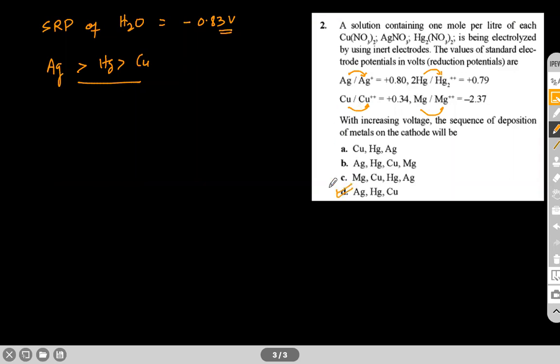Okay. Again, one correction, it should be given like this, Ag plus to Ag. Then it is reduction. It should be like this. But we are going with what is written in the question, reduction potential. So we are taking reduction potential. Correct. Next question.